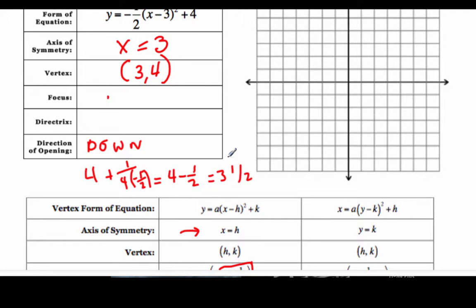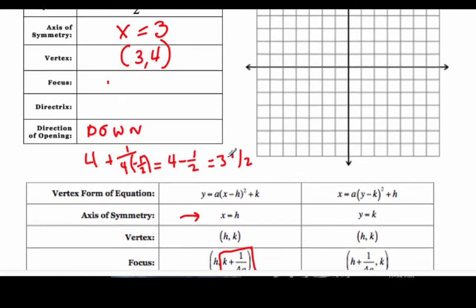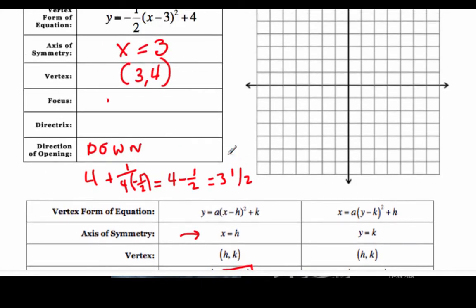Alright, so looking at the focus, which, as you can see down here, is what we just came up with, my focus point is at (3, 3.5). And then knowing that the vertex and the focus, remember, are going to be on the same axis of symmetry, my directrix is on the opposite side of the vertex. So here where we subtracted the half, we're going to add the half up here. So now we have that my directrix is y equals 4.5.